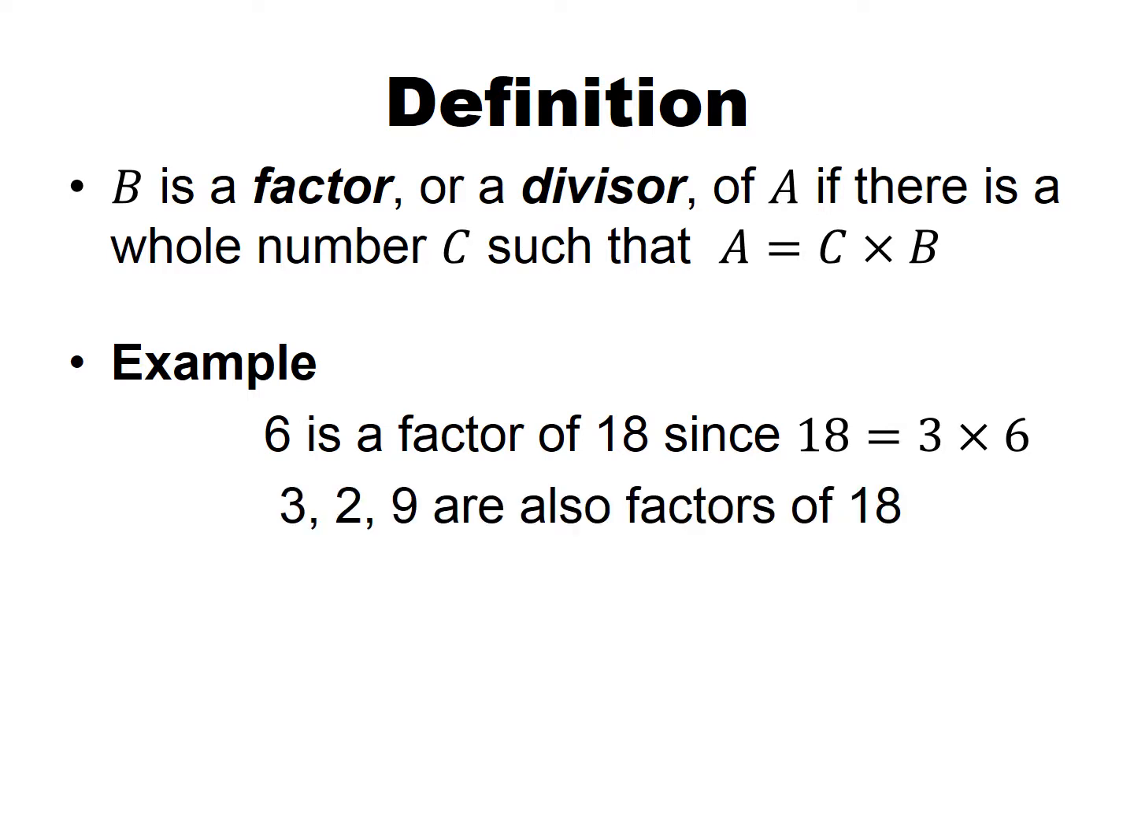Now, there are other factors of 18. Right here from this one equation, we see that 3 times some whole number equals 18. So that means that 3 is also a factor of 18. And then we could come up with some other factors like 2 and 9. Those are factors because 2 times 9 equals 18. We could list 1 as a factor, and 18 as a factor because 1 times 18 is 18. So there are lots of different factors of 18.